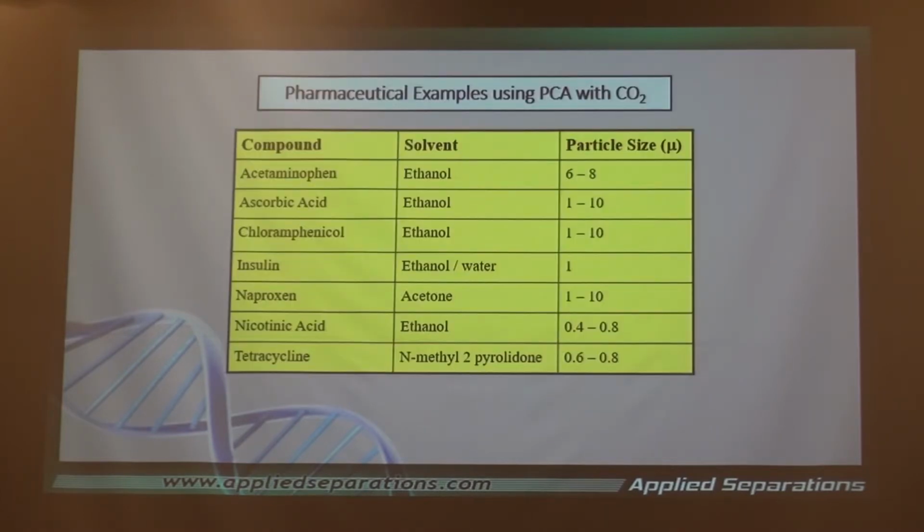A couple of examples here. These are some of the things that have been used. This is a compilation from the literature of a variety of different kinds of drugs that particles have been made of. One of the big areas is inhalation, particles for inhalation, when you have inhalers, like for asthma, for example, albuterol. This is one of the ways of doing this.